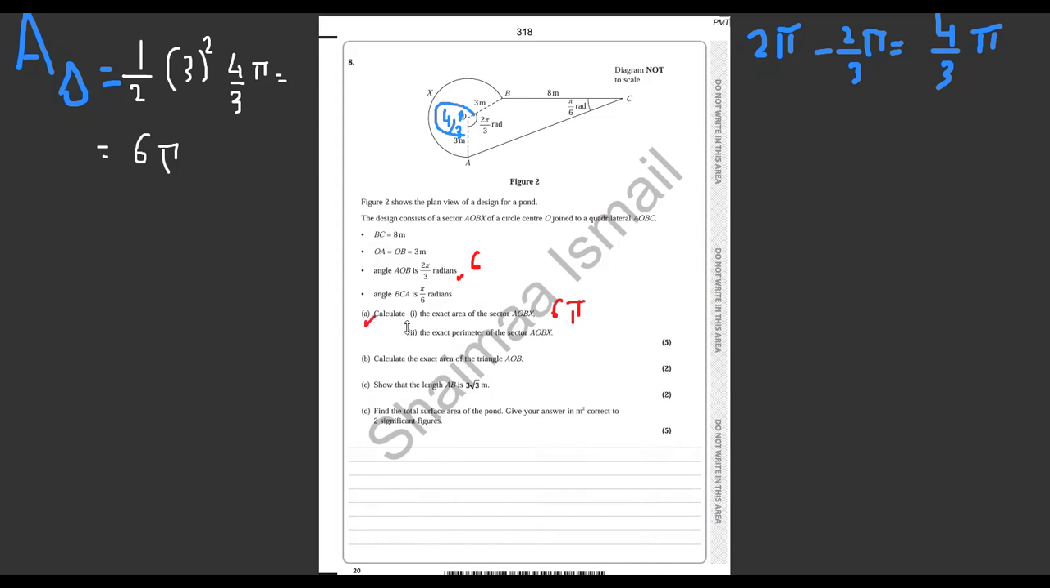Next, he needs the exact perimeter, and the arc length has theta multiplied by r. Very easy rule. So the arc of the sector will be equal to theta, and theta here is 4 over 3 pi multiplied by 3, which is equal to 4 pi. And we did the second. Very easy question. But you need to concentrate.